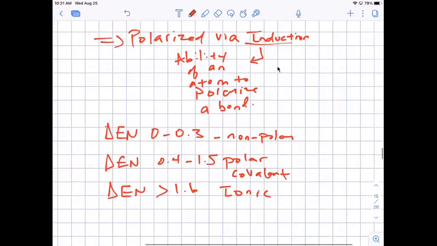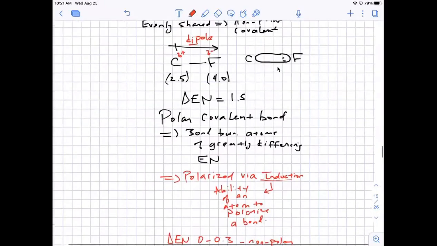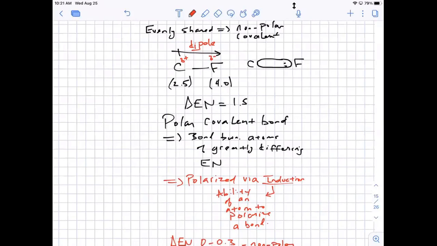All right, we okay so far? So if I have a bond like a C-F bond, the difference in electronegativity is 1.5. And so that means that bond is a polar covalent bond. All right, any questions about that?